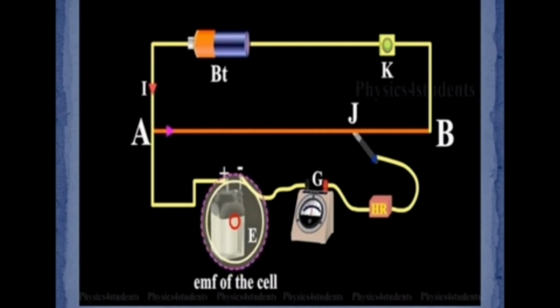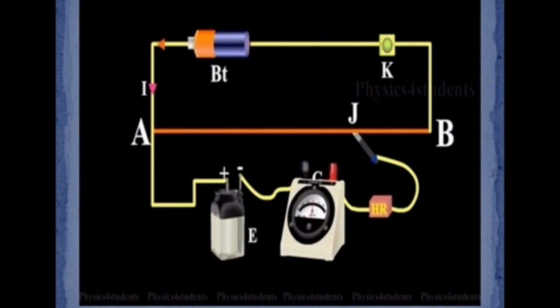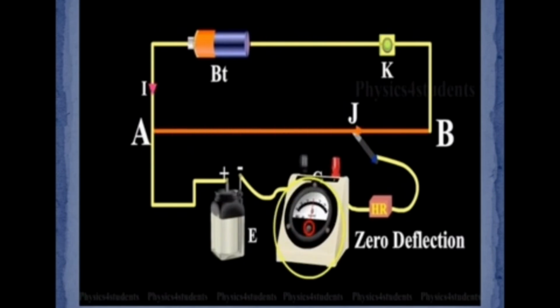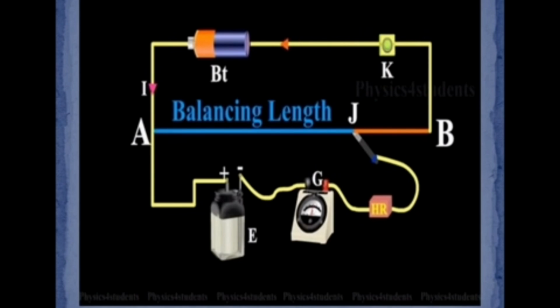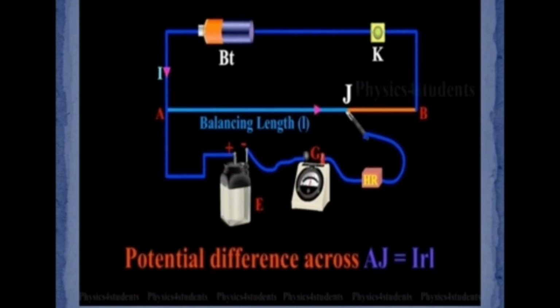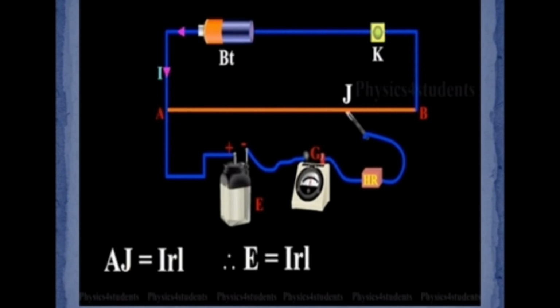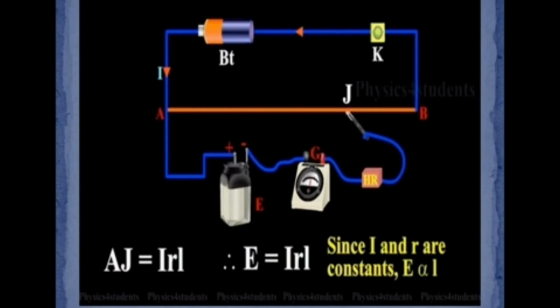So AJ is directly proportional to the EMF of the cell. When the galvanometer shows zero deflection, that is called the balancing length. That balancing length is taken as L. The potential difference across AJ equal to IRL, where L is the length and IR is the current flow into resistance. Current flows from the battery to the metal jockey through the primary circuit. So AJ equal to IRL, or AJ is equal to the EMF of the cell. That's why we are taking E equal to IRL.